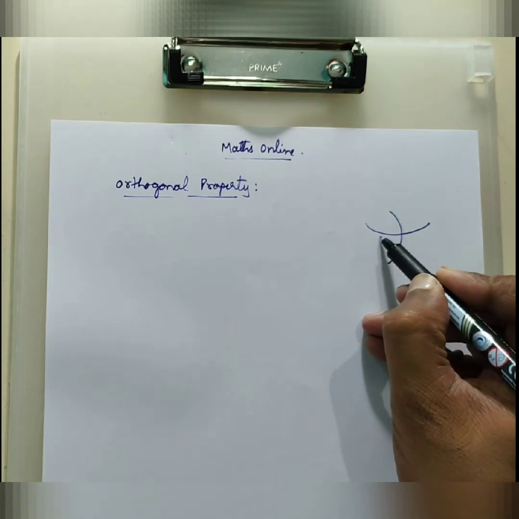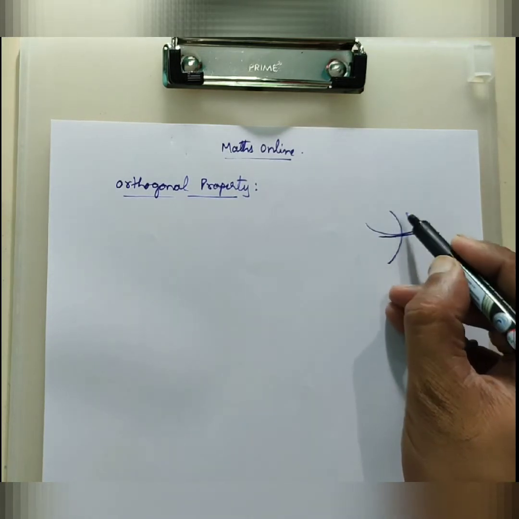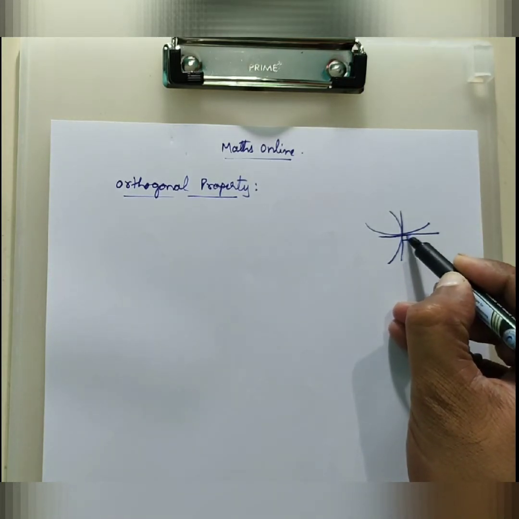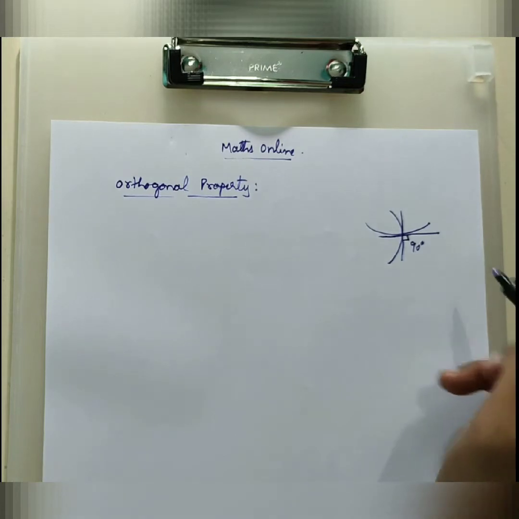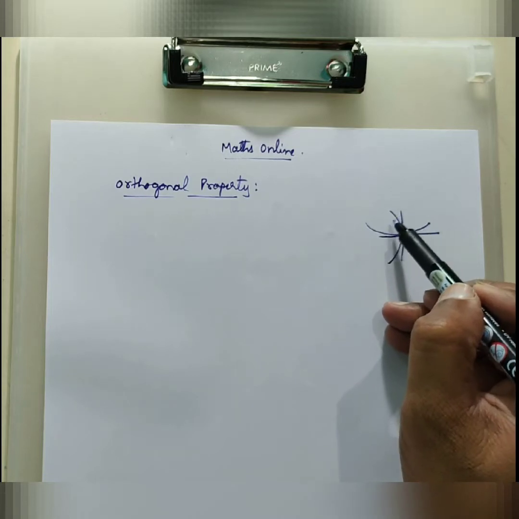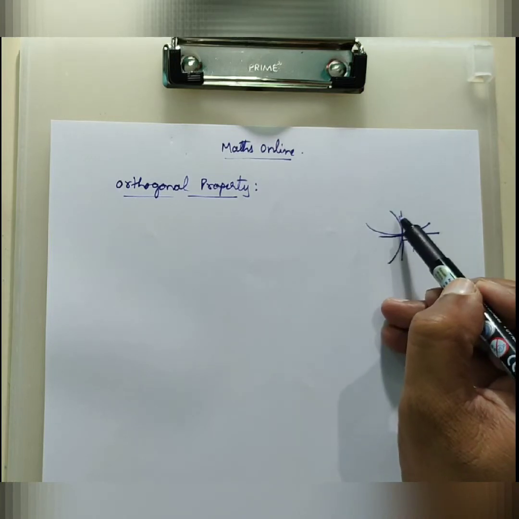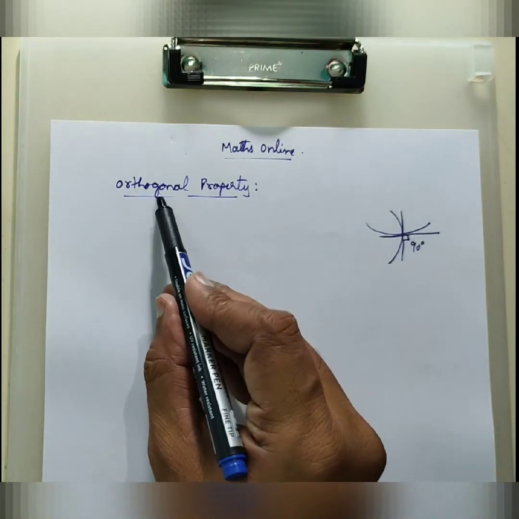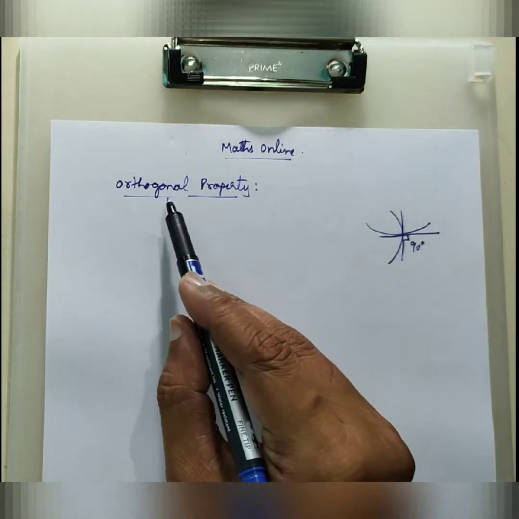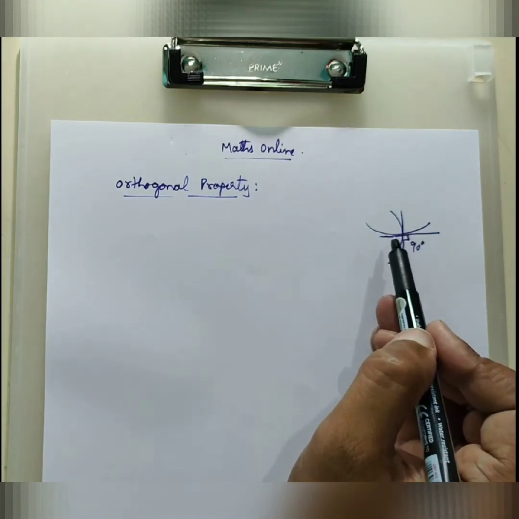Suppose I draw a tangent at this point, and the tangent for this curve as well. Now suppose the angle between these two tangents is 90 degrees. If the tangents are intersecting at 90 degrees, then we say these two given curves intersect each other at right angles, or you can say that the two curves are intersecting orthogonally. Right? So that's the basic definition for orthogonal curves. So we say that these two curves are orthogonal to each other.